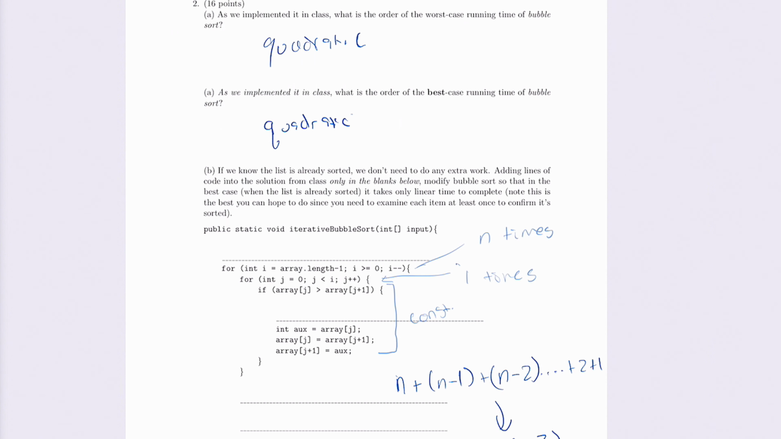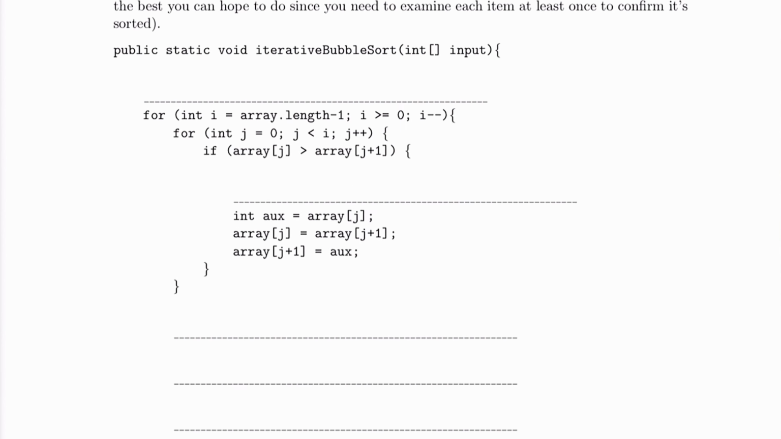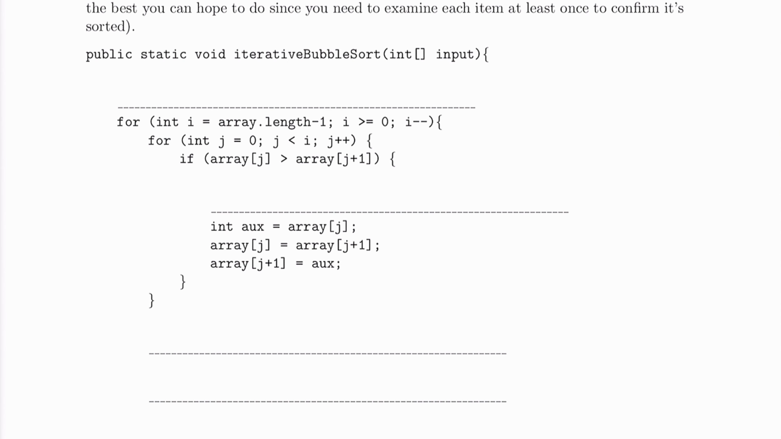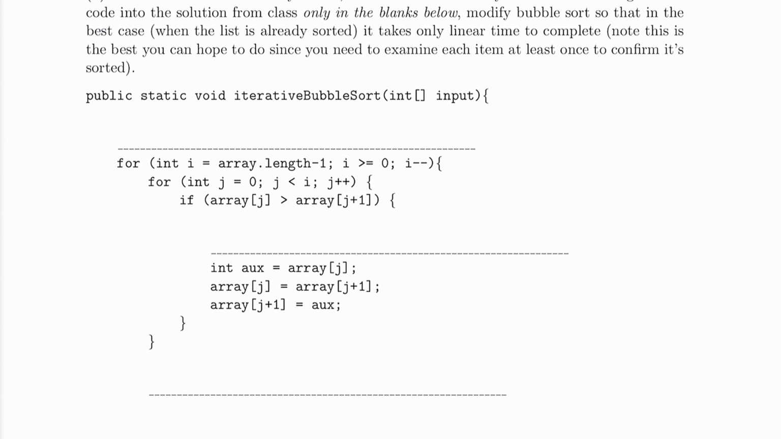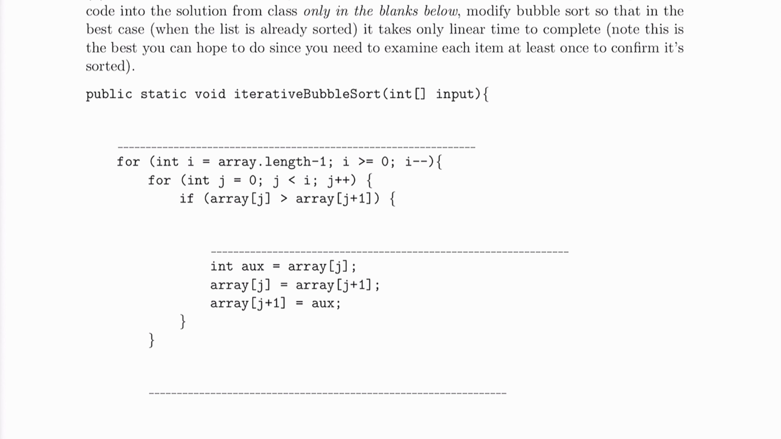So that leads us to the final part of the question, which says, if we know the list is already sorted, we don't need to do any extra work. We can just stop. We already know it's sorted. So we want to add lines to the code in the solution from class only in the blanks below. There are 5 extra lines to use at specific locations. And we want to do that so that in the best case, when the list is already sorted, it takes only linear time to complete.